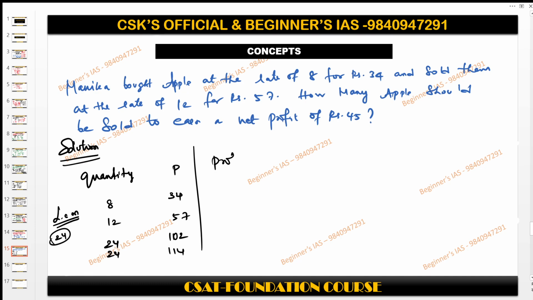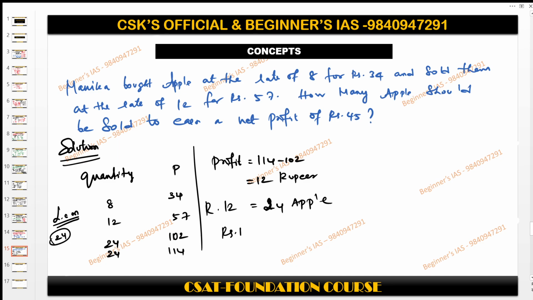So profit is equal to what? 114 minus 102. So 12. Okay, fine. This is for 12 rupees. So 12 rupees is equal to 24 apples.